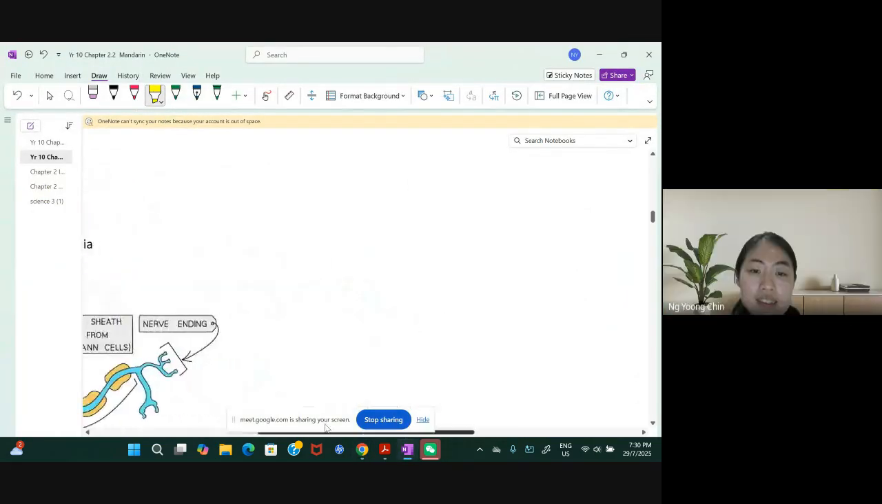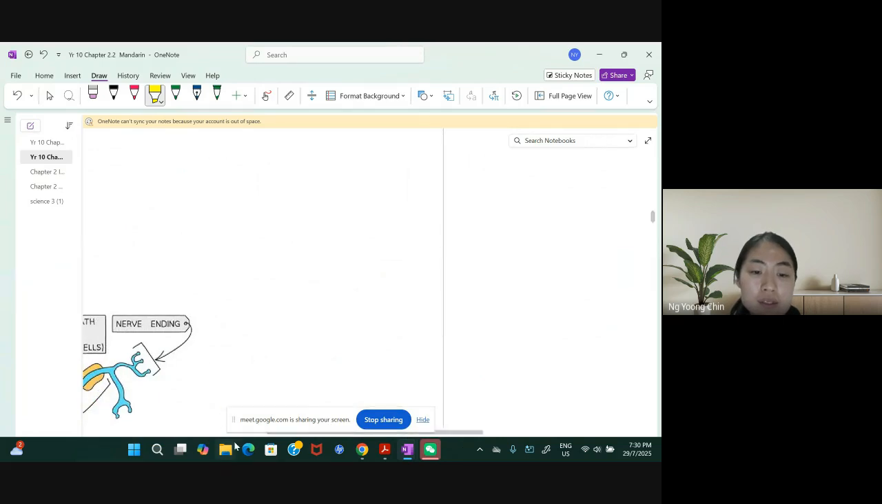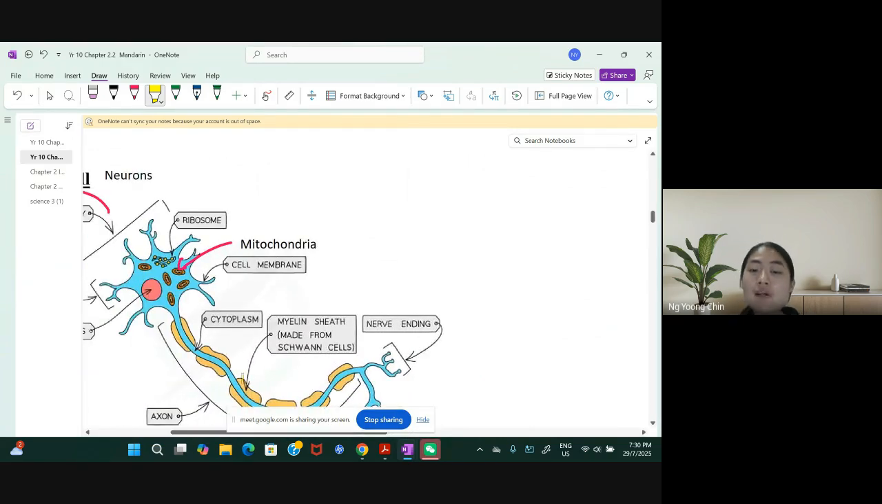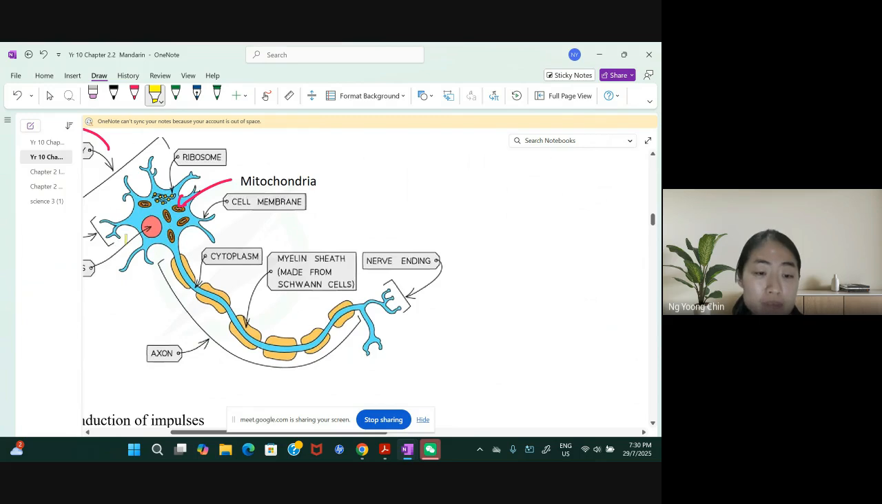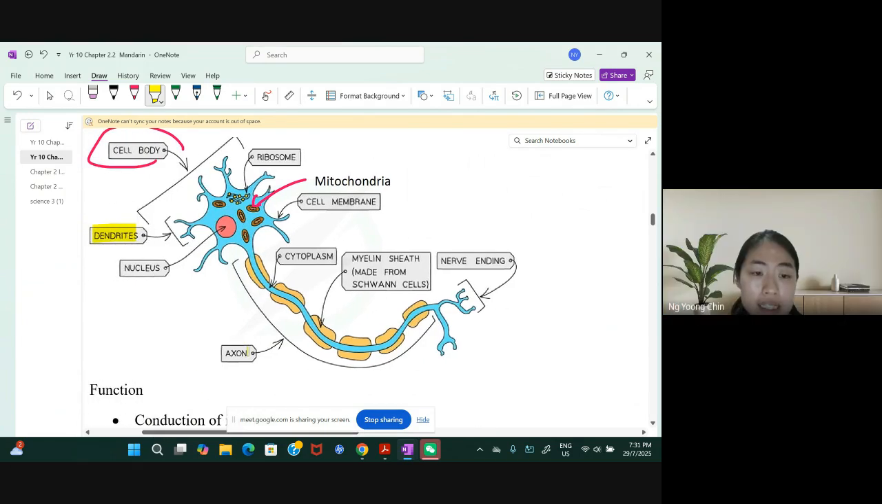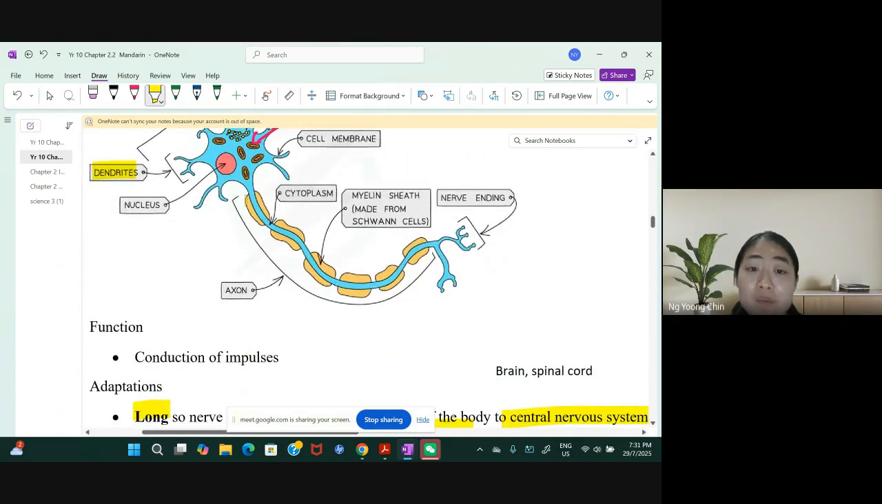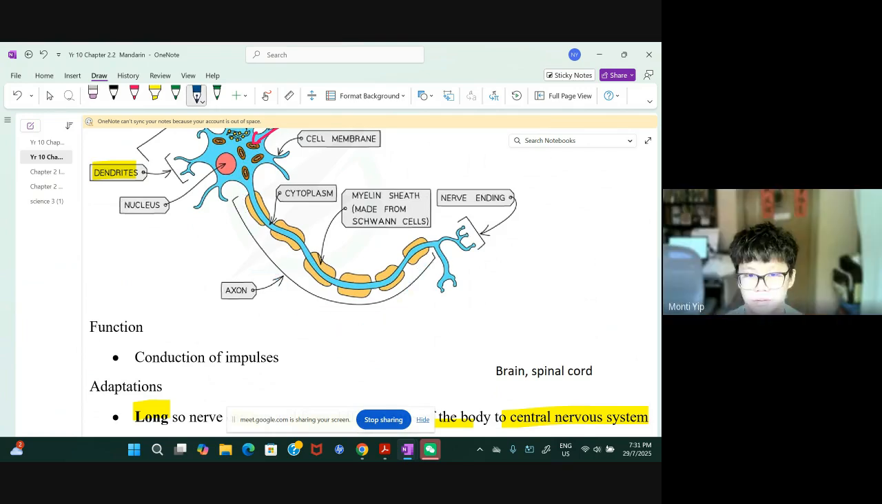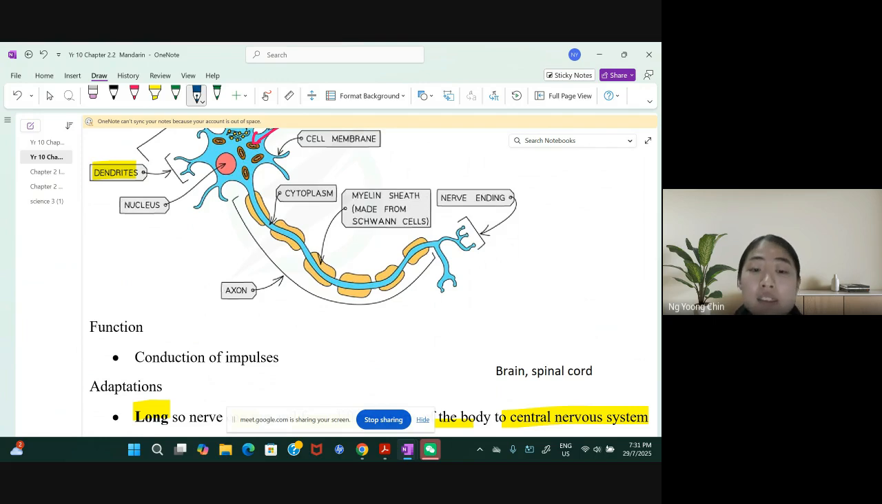Apart from that, the nerve cell also has a long thing, right? This structure is called the axon. This long branch, axons. Their function is to help transmit the nerve impulse.